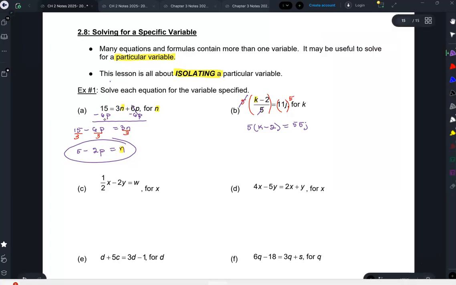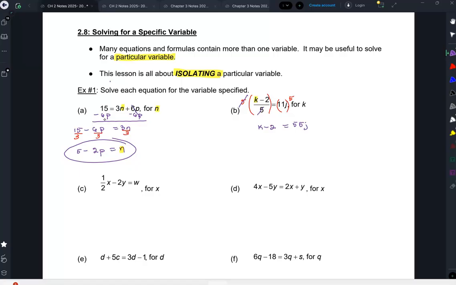Okay, next. Distribute the 5 because I'm solving for k. Oh, no, I'm sorry. The 5 went away. Oh my God, I'm so sorry. That was a mistake. The 5 went away. Ay, silly Mrs. Malikian. Oh my God.